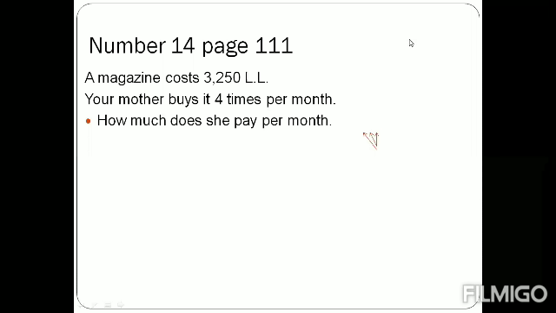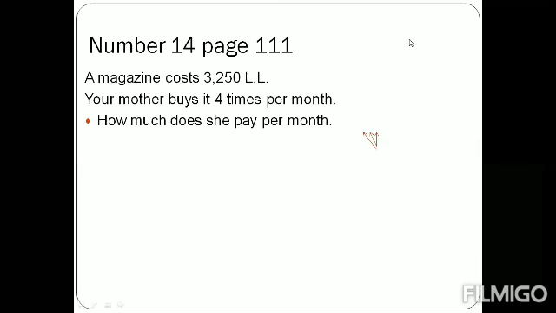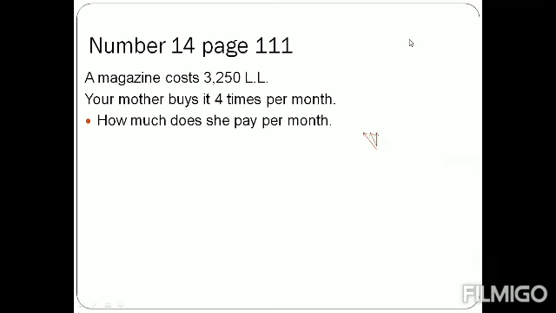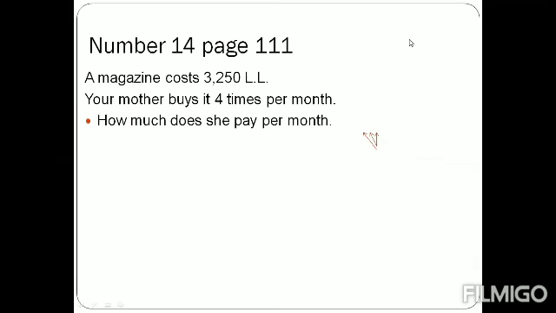We will solve together number 14, page 111. The magazine costs 3,250 Lebanese livres. Your mother buys it 4 times per month. How much does she pay per month? So she's buying this magazine 4 times per month. Yeah, and she's repeating this process 4 times. We have repetition. And when we have repetition, we use multiplication. So we have to multiply 3,250 by 4.